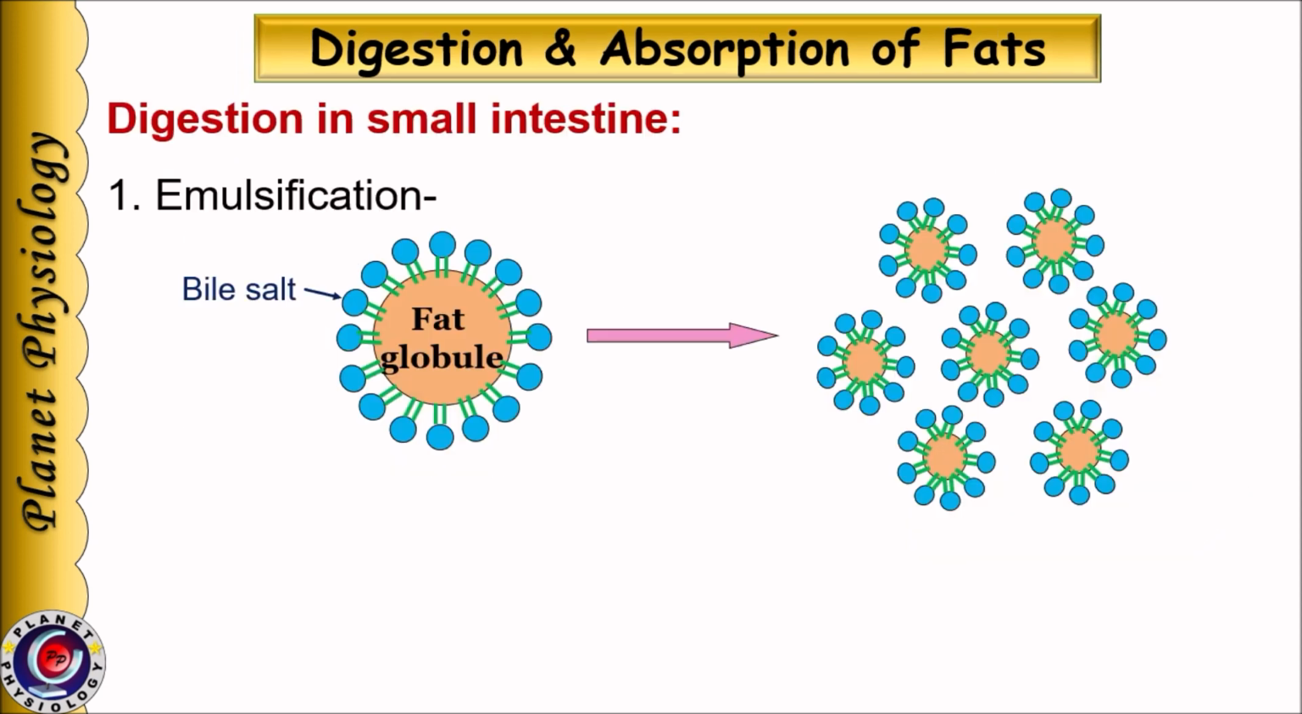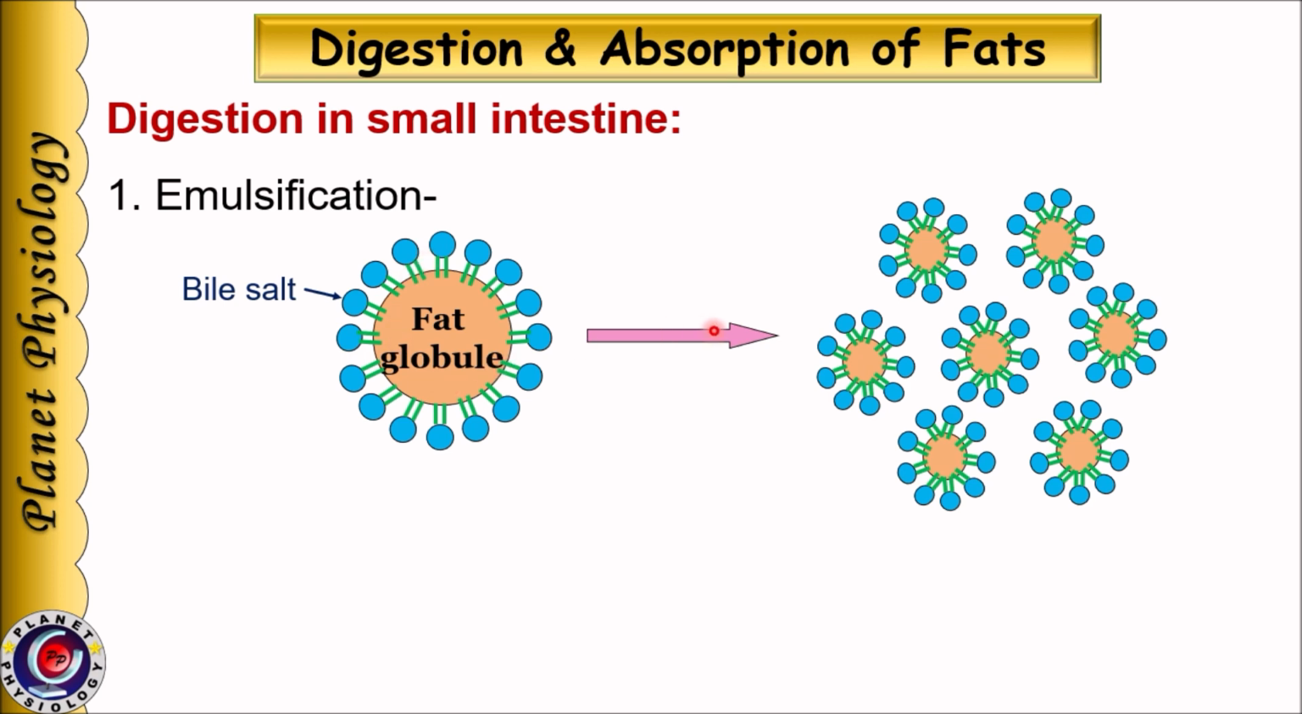The major site for fat digestion is the small intestine. As chyme enters the duodenum, it gets mixed with bile as well as pancreatic juice. Bile salts immediately surround the fat globules and form emulsified fat. As you can note in this picture, this is the fat globule which is surrounded by the bile salts. So this is emulsified fat.